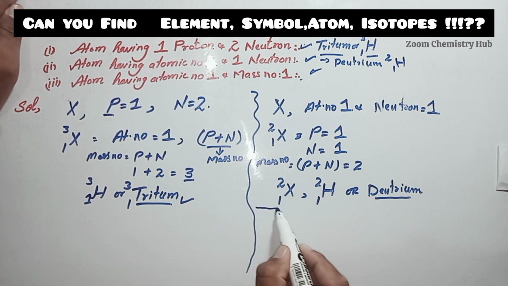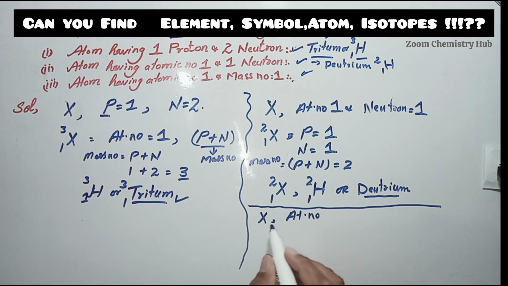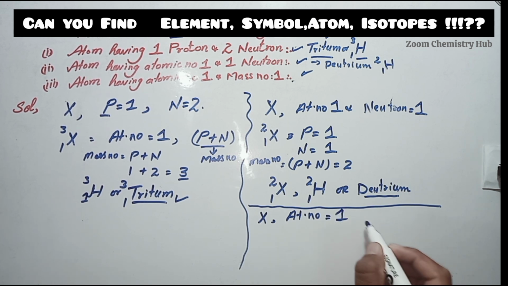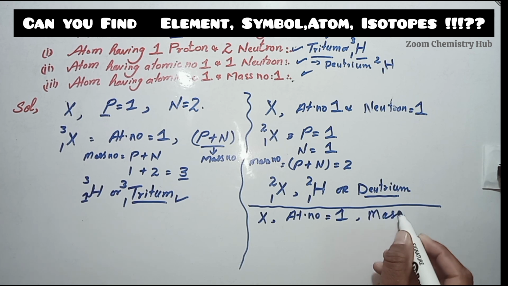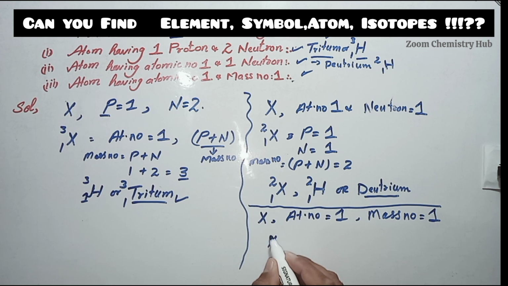Similarly, in the last part of this question, we have X element having atomic number 1 and mass number also 1. So we write atomic number 1 and mass number 1, and we will write the number of protons and neutrons. Here the number of protons, that is the atomic number, is 1.